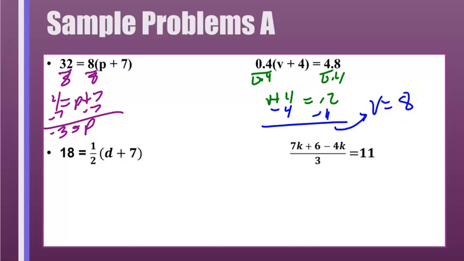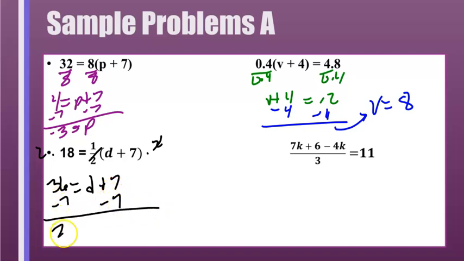Next, here I want to do the opposite of dividing by 2, which is multiplying by 2. Do that on both sides, and I'm left with 36 equaling d plus 7. And I subtract 7 on both sides, and I'm left with 29 equaling d.